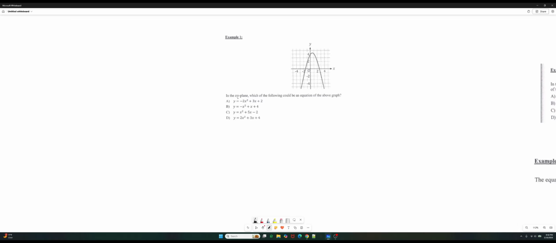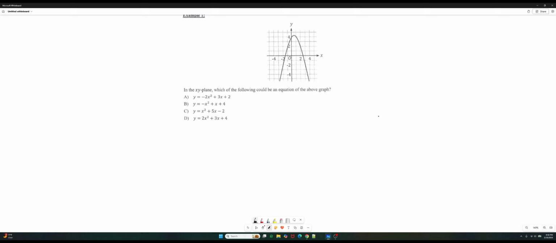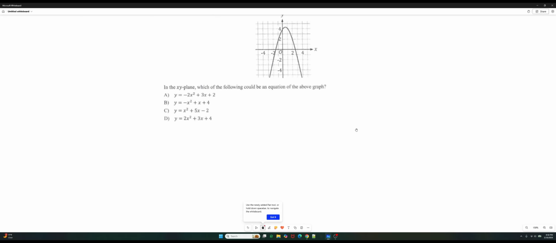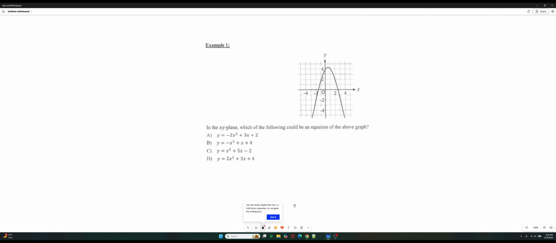So this question asks us, which of the following could be an equation of the above graph. So we know it's concave down, obviously, so we know that a has to be less than 0. And there's a y-intercept at 4. So we know c has to equal 4 because that equals the y-intercept.